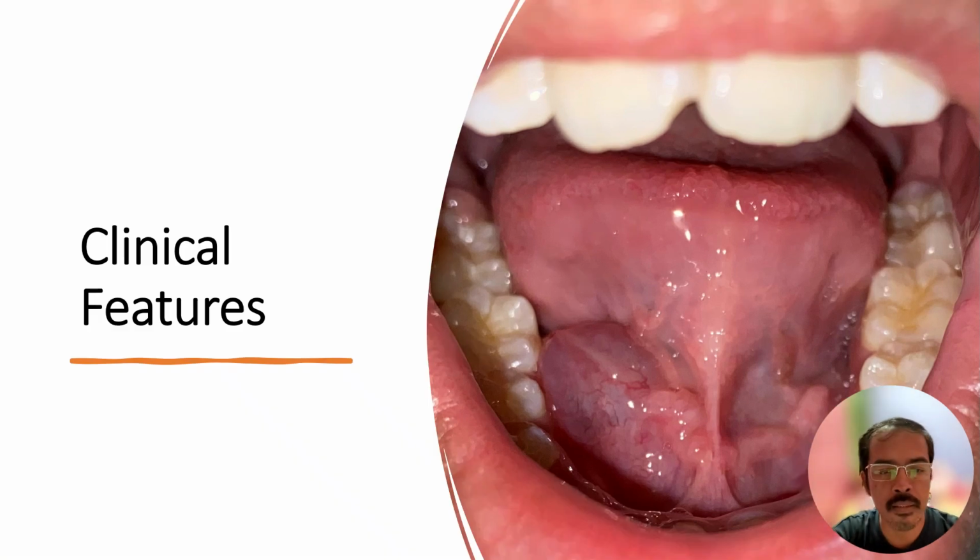Clinically, it appears as a clear fluid-filled swelling, or sometimes a bluish fluid-filled swelling, beneath the tongue or on the undersurface of the tongue. On palpation, it is soft, fluctuant and non-tender.